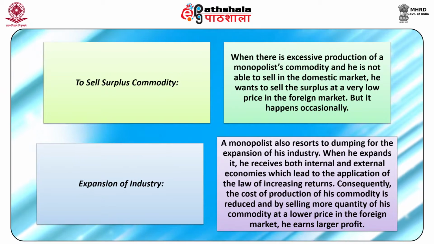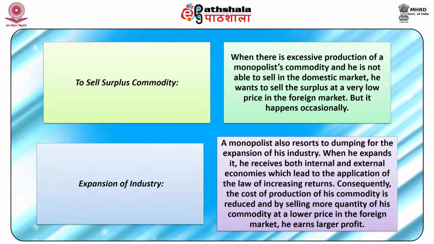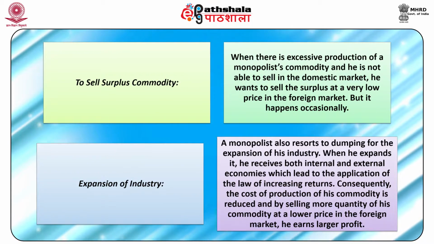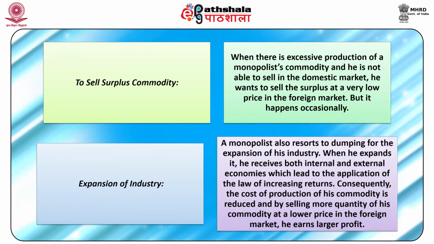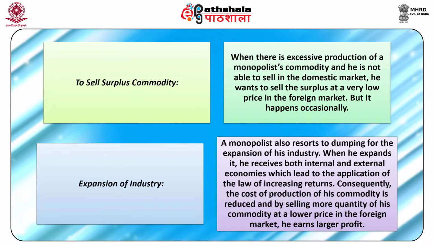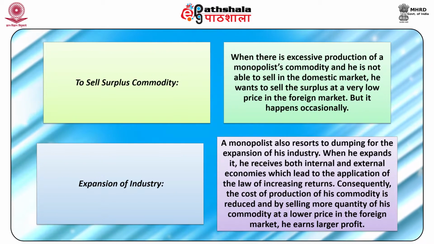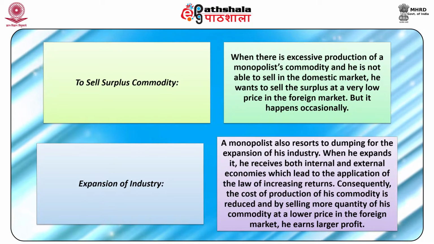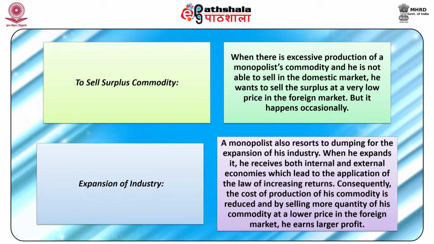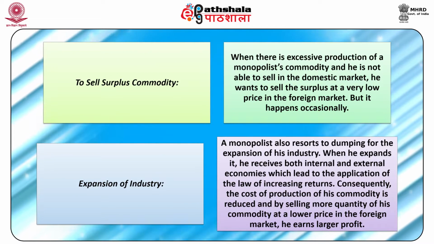Expansion of industry. A monopolist also resorts to dumping for expanding his industry. When he expands, he receives both internal and external economies, which lead to the application of the law of increasing returns. Consequently, the cost of production of his commodity is reduced, and by selling more of the quantity of the commodity at a lower price in a foreign market, he may earn larger profits.